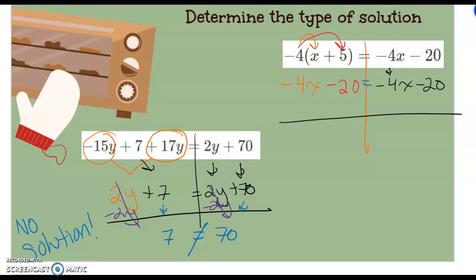I need to move this negative 4x over to the other side. So I'm going to add 4x to both sides. What happens to them? Oh darn, they cancel. But I get left with negative 20 equals a negative 20. What type of solution is this? Not one solution. Infinite many solutions, you're right.